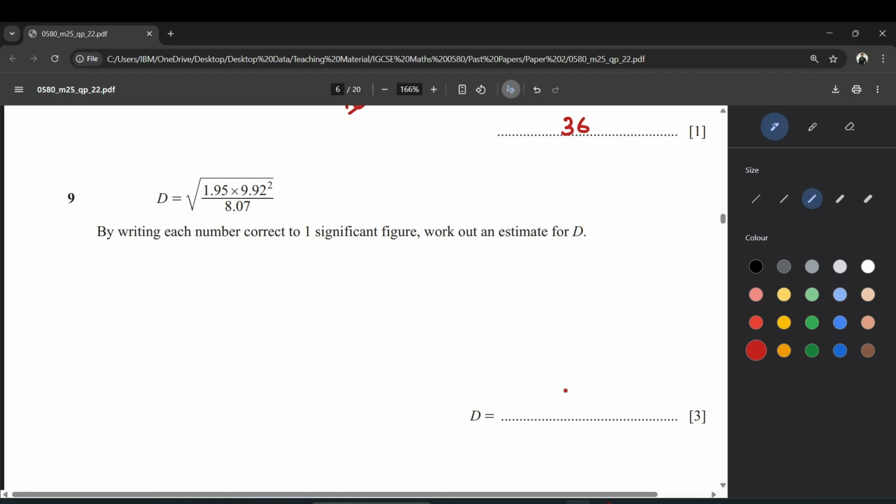All right. Question number 9. By writing each number correct to one significant figure, work out an estimate for D.